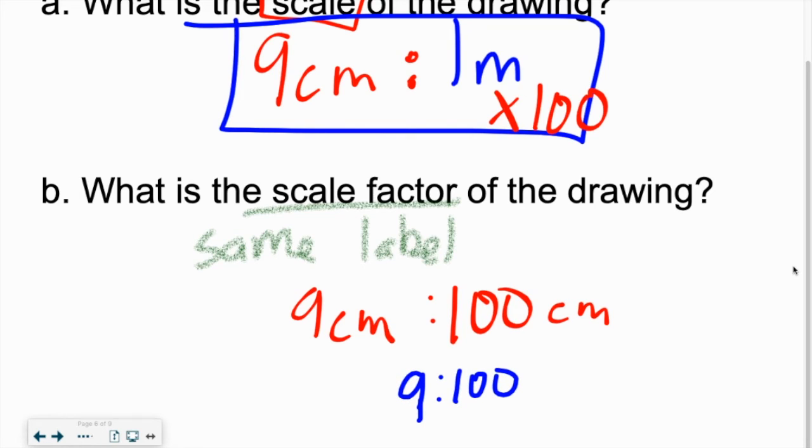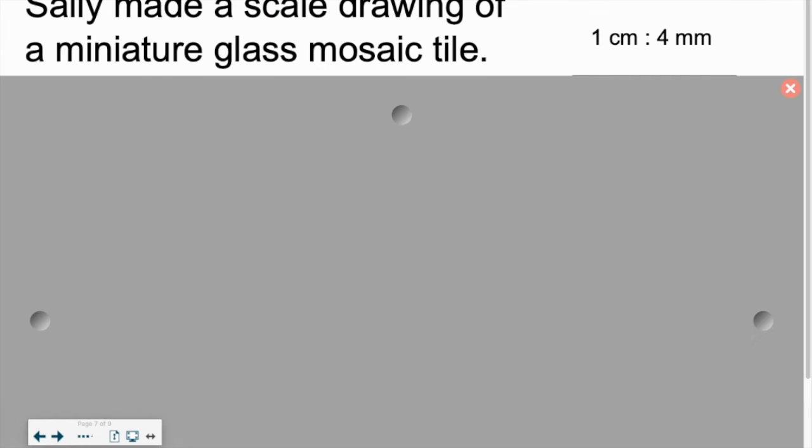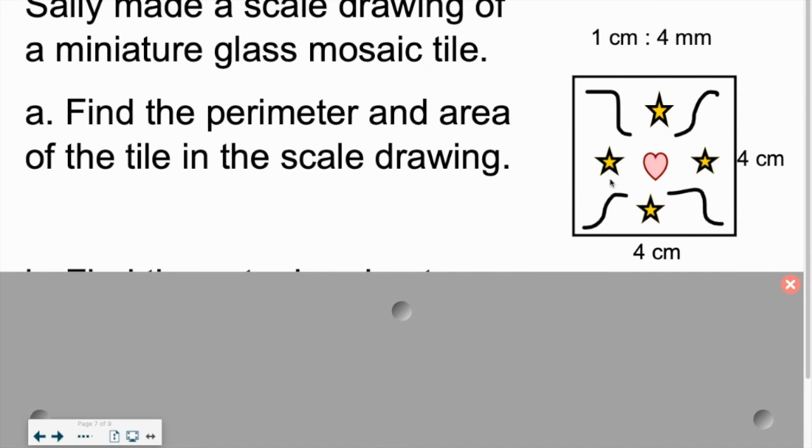Please note, if you can simplify 9 out of 100, or 9 to 100, if you can take anything out of both of them, you need to do that and simplify that ratio. Here we've got an example of a scale drawing, a miniature glass mosaic tile. So this over here is a drawing of a tile that's actually really, really tiny over here. You can see 4 millimeters that is made and used in a mosaic, so picture. It starts off by saying, find the perimeter and area of the tile in the scale drawing.